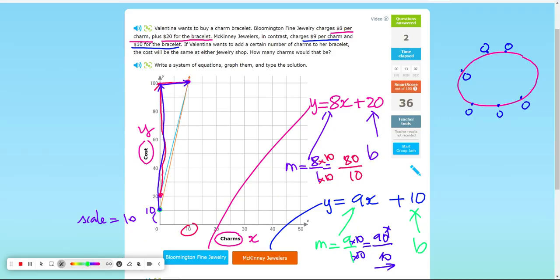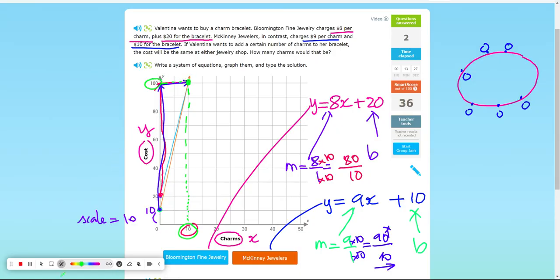So you can see the two graphs intersect each other right here. So what does it mean? It means that when a person buys 10 charms, from both of these jewelry, the cost will be the same, which is $100 right there.